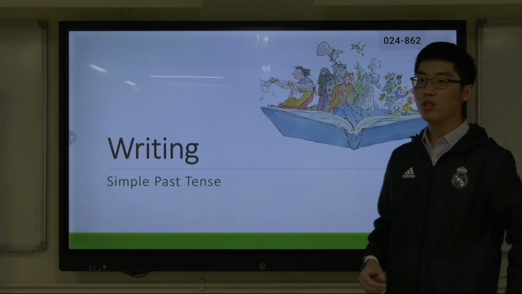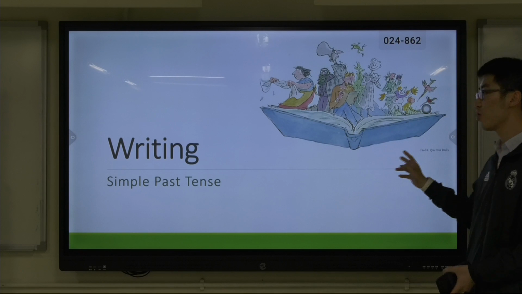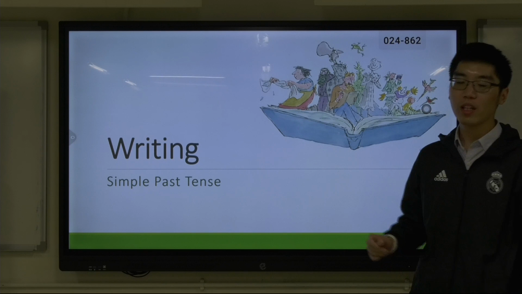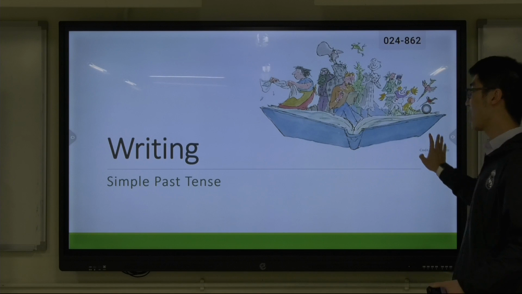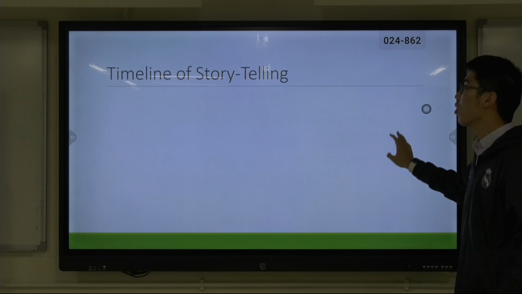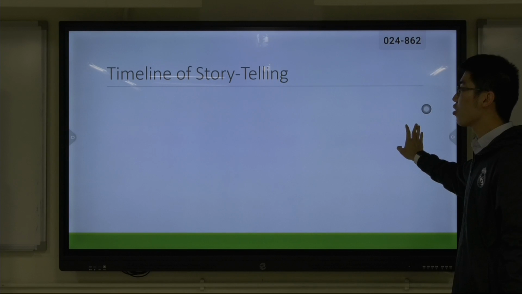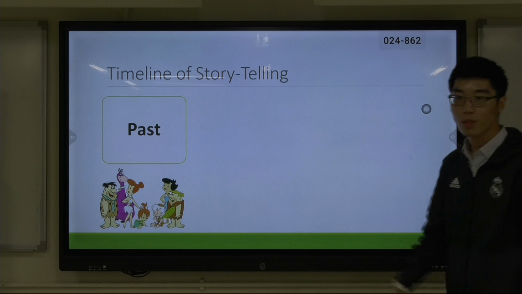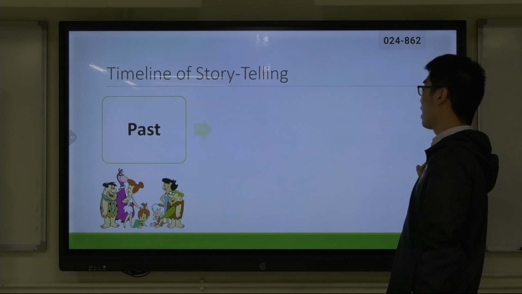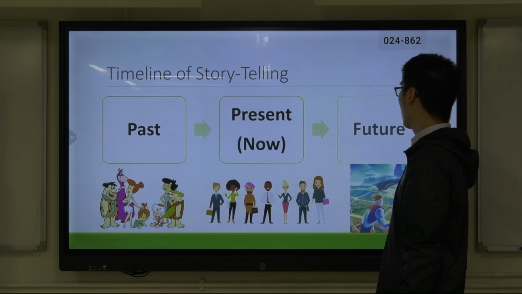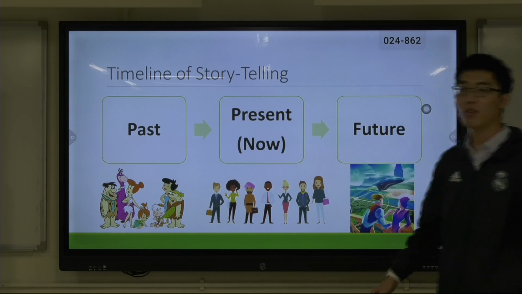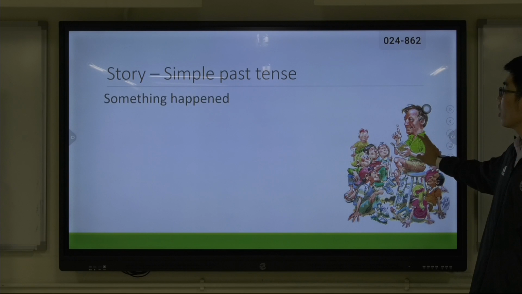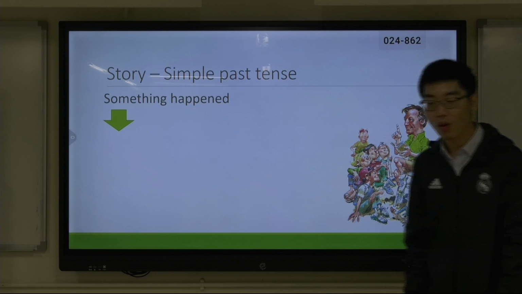So for me, I'm going to teach about how to use the tenses in writing, okay? So mainly for writing a story, we use simple past tense in our story, okay? So basically, we divide the storyline, or timeline, into 3 different parts: the past, the present, and the future, okay? So when we are talking about the story, we are going to say something happened before, okay?